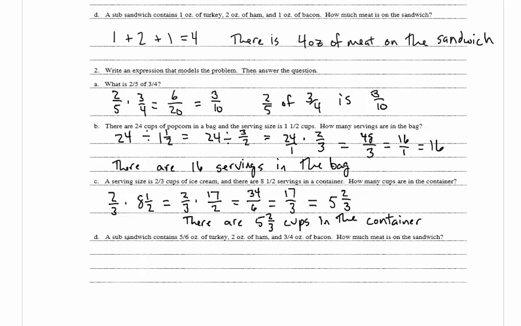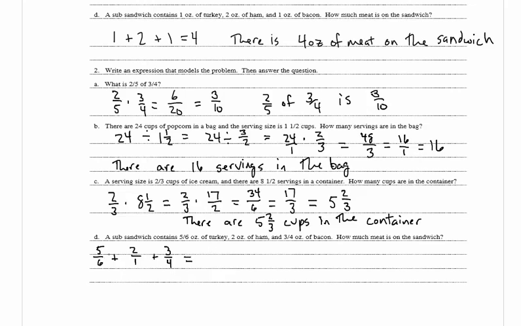In D it says a sub sandwich contains 5/6 ounces of turkey, 2 ounces of ham, and 3/4 ounces of bacon, and it wants to know how much meat is on the sandwich. And in order to do this, we're going to add how many ounces of each type of meat. So we have 5 over 6 plus 2, which could be written as 2 over 1, and 3/4. And when we add fractions, we need a common denominator. And here our least common denominator is going to be 12. 6 could be 6 and then 12. And 4, the factors of 4 would be 4, 8, and then 12.